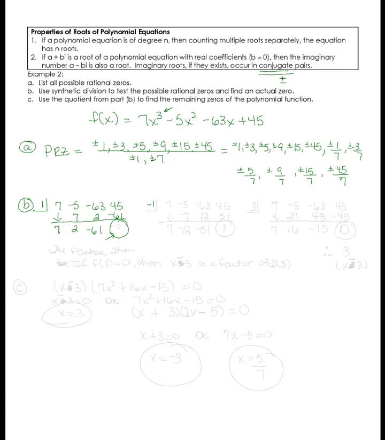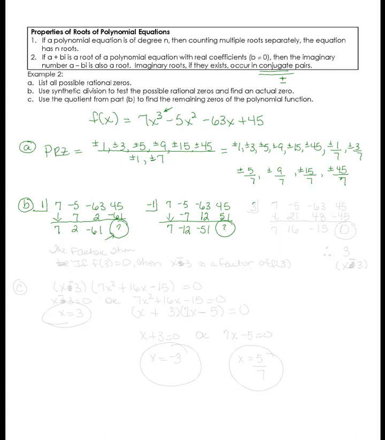Let's try -1. We have 7, -5, -63, and 45. Those are our coefficients. Let's bring down the 7 again. 7 times -1 is -7. -7 plus -5 is -12. -12 times -1, we have 12. 12 plus -63, we have -51. -51 times -1, we have positive 51. You can finish that off again, but that still does not leave us with a 0 remainder. We want a 0 remainder, so we go down the line.